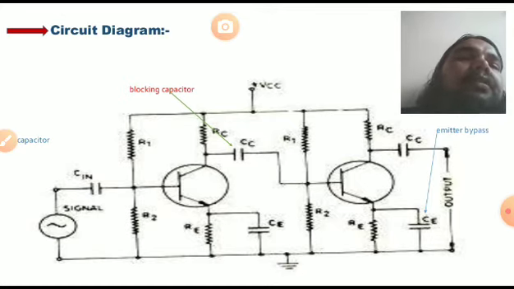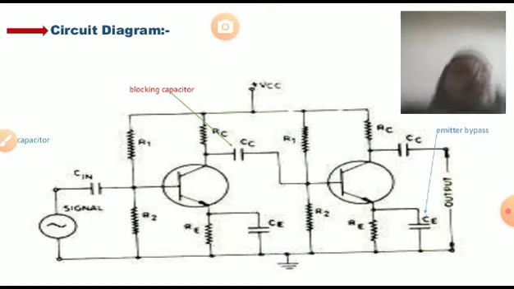In the next, second stage, R1 and R2 are the base resistances, and RE and CE are connected in series at the emitter. RE is the emitter resistance, RC is the collector resistance, and CC is the collector capacitance. The collector capacitance gives the total output of the multi-stage amplification.